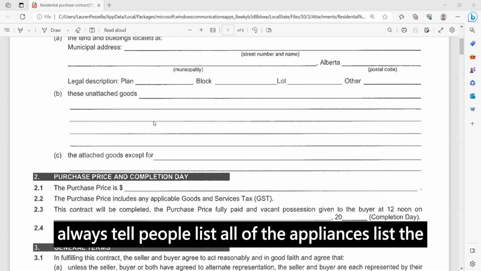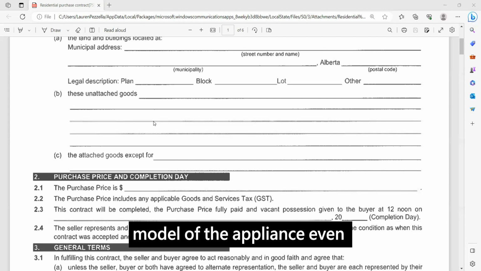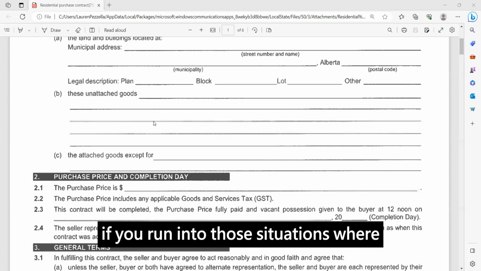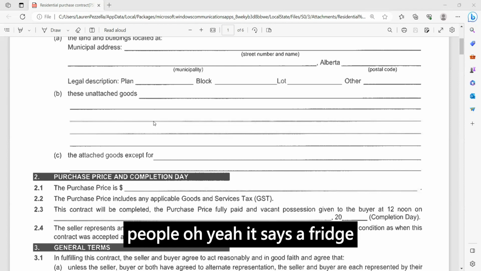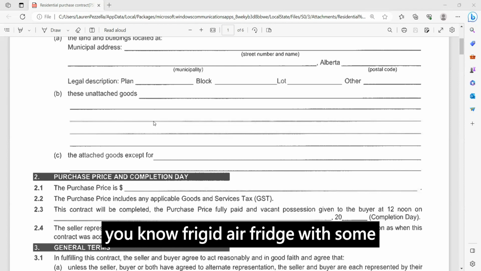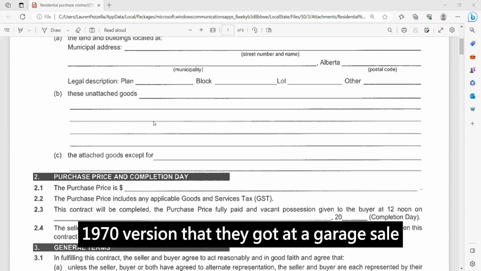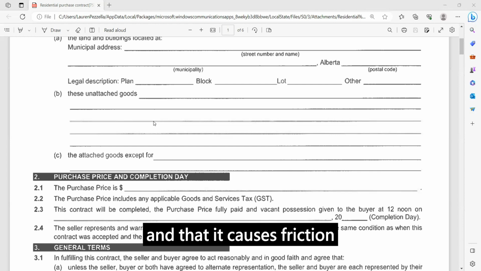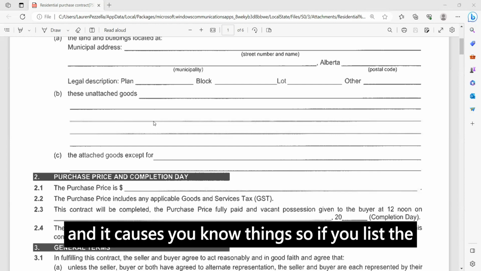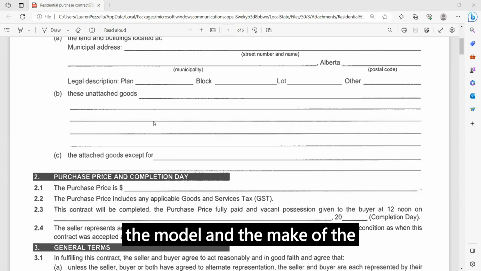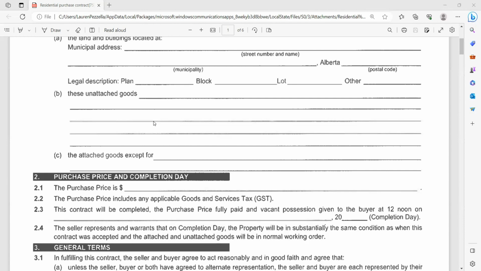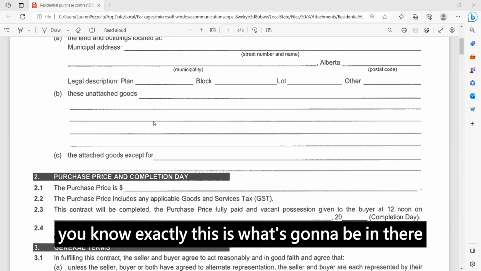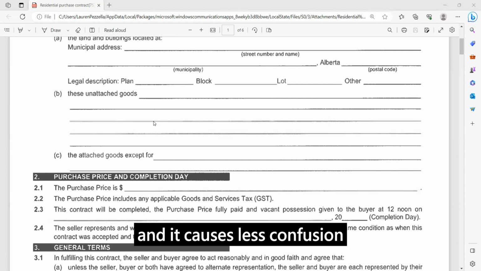And again, I always tell people, list all of the appliances, list the model of the appliance even. You run into those situations where people say, oh yeah, it says a fridge, and so they switch out the new Frigidaire fridge with some 1970 version that they got at a garage sale, and people are disappointed. And then it causes friction. So if you list the model and the make of the appliance, the more detail the better, then you know exactly what's going to be in there, and it causes less confusion.